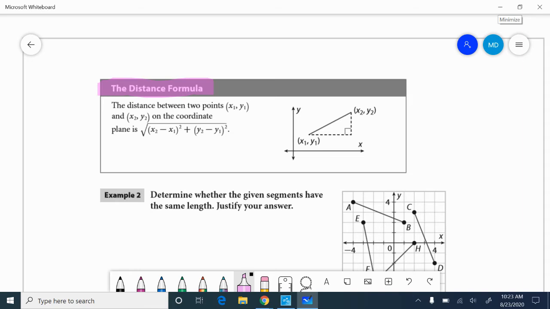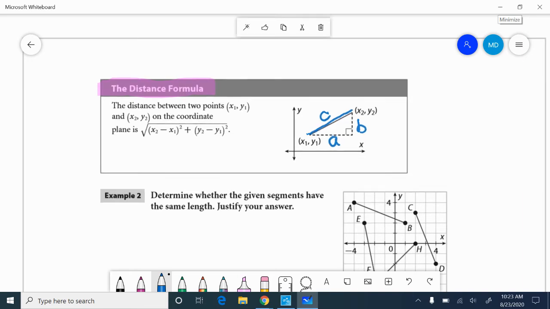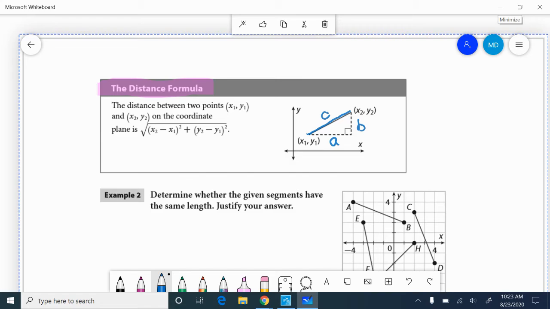So if you have a right triangle like you do in this image over here, typically you would have side lengths A and B, and this would be C. Okay, the distance we're talking about is C. It's this distance right here between the 2 points. So instead of doing a squared plus b squared, we're using the distance from x2 to x1.